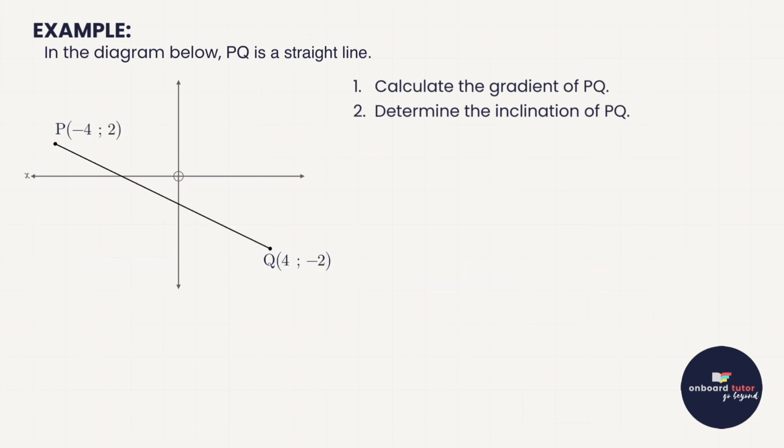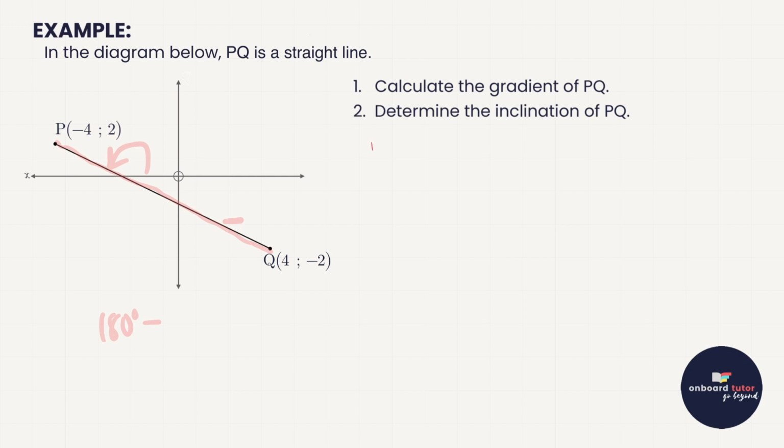Next example here, in the diagram below, PQ is a straight line. Same questions. Calculate the gradient of PQ, determine the inclination of PQ. All right, before we even do that, have a look at this line. Do you see it's a downhill line? So we want a negative gradient, and I need to be careful to do the 180 minus to get my angle of inclination when it comes to that point.